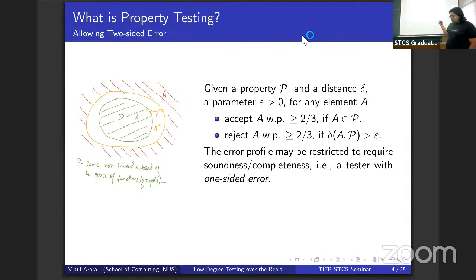Notice that in this setup, we were allowing two-sided error, but depending on our applications, we will require either soundness or completeness, which is basically asking for a tester with one-sided error. And this is what we end up achieving.